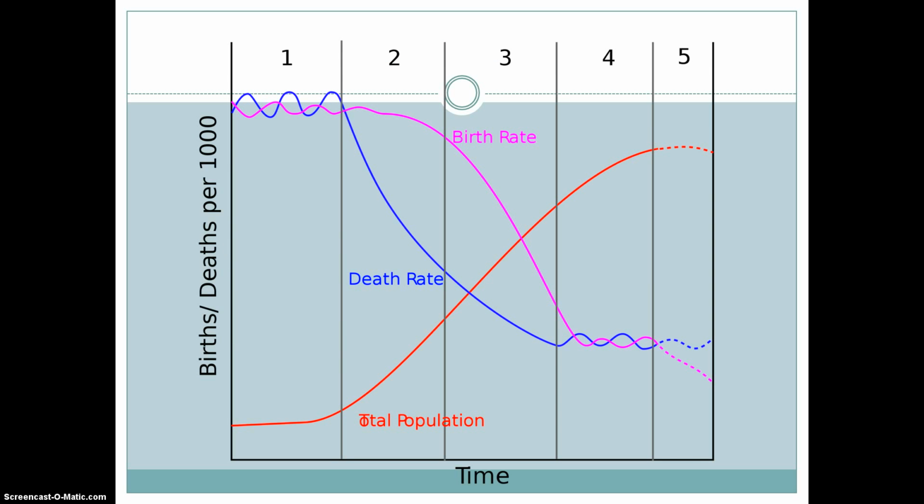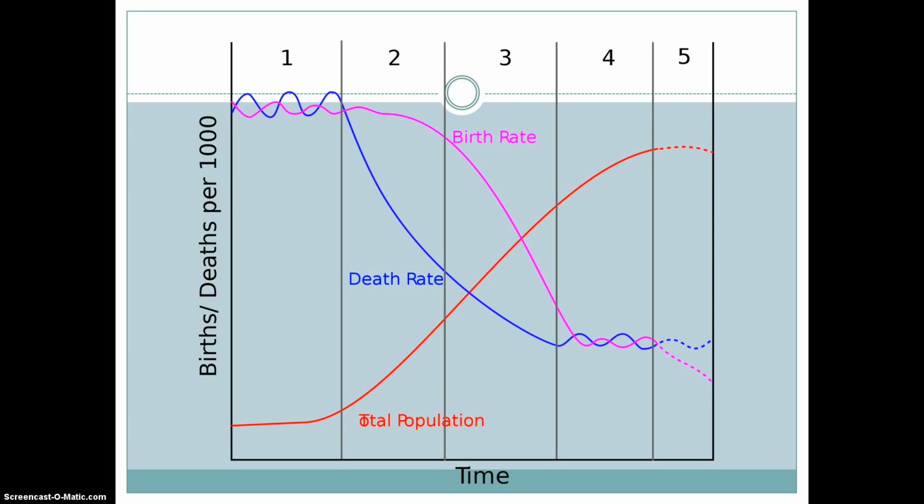And so here, if we look at this graph, we can see that in stage 1, the death rate and the birth rate are fluctuating. At one point the death rate's higher, at one point the birth rate's higher, meaning that the total population, as you can see by the red line, stays roughly the same.